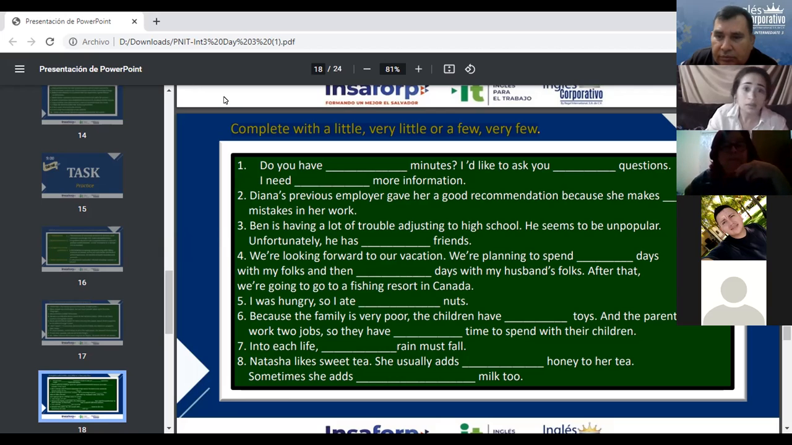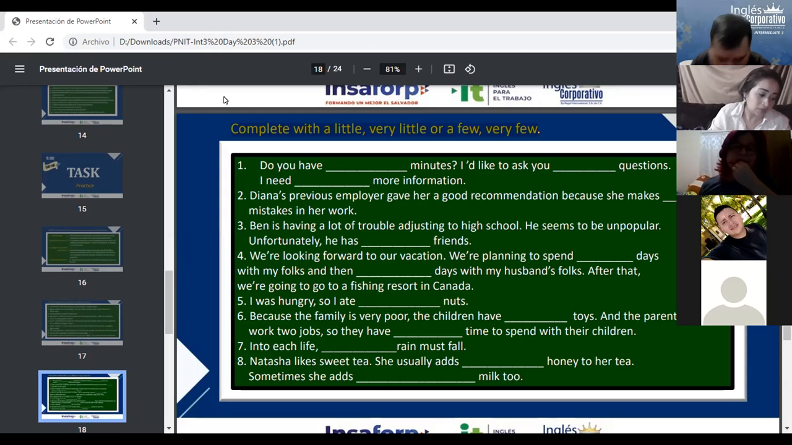Because the English people. Number six. Because the family is very poor, the children have a few toys. And the parents have to work two jobs. So they have a few time. A little time. Because time is uncountable. Time is countable. Yeah, sorry. Days, seconds, minutes, years.